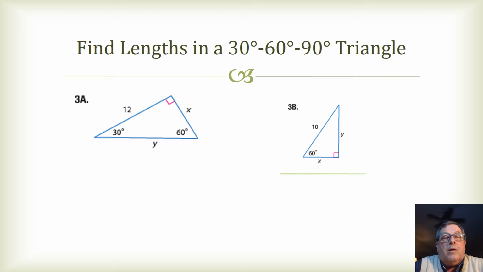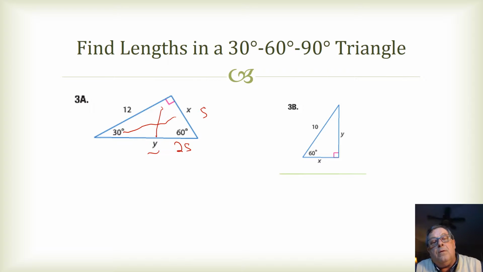Now, here we have a triangle on the left. It's labeled 3A. We've got the angle measurements here, and I'm first going to locate my hypotenuse. My hypotenuse is across from the right angle, so it's represented here by y. And I know that it's going to be 2 times the shorter leg. Now the shorter leg, of course, is opposite the 30-degree angle, and it's labeled here as X. We're going to consider this as S.